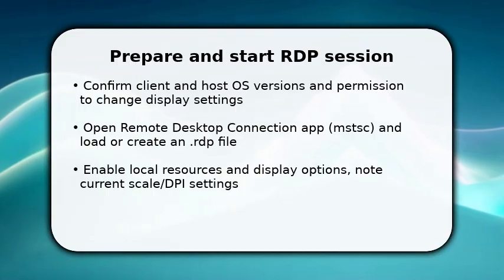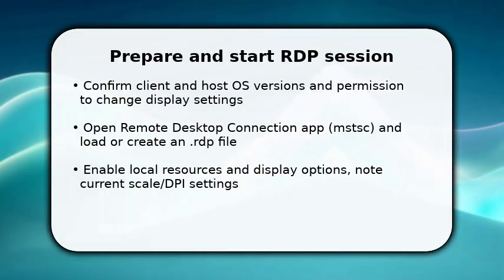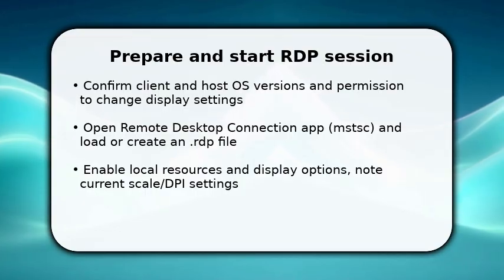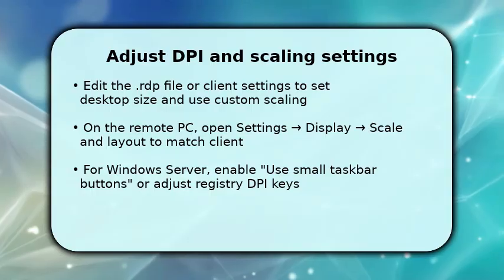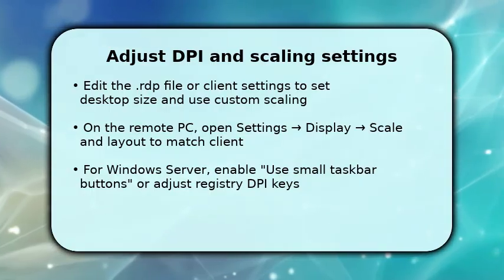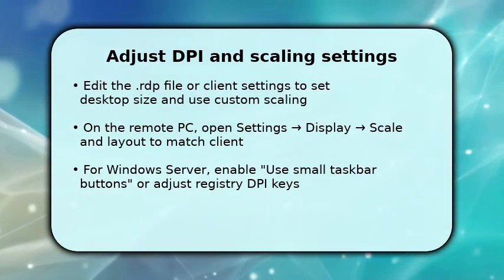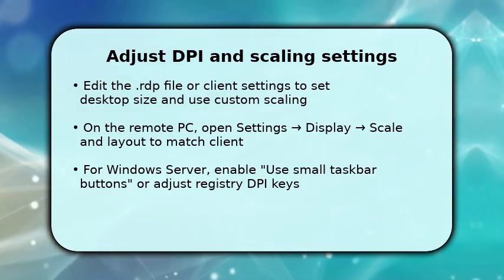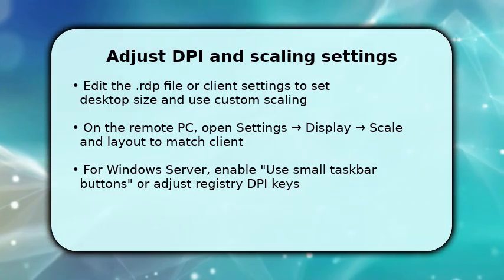Next, set the display slider to a matching resolution and check the box for Use all my monitors if multi-screen is needed. Then save the session. Now fine-tune DPI and font scaling so text appears correctly. On the client, edit the RDP file, add or modify desktop width, desktop height, and set smart sizing, if available. This preserves layout when resizing.